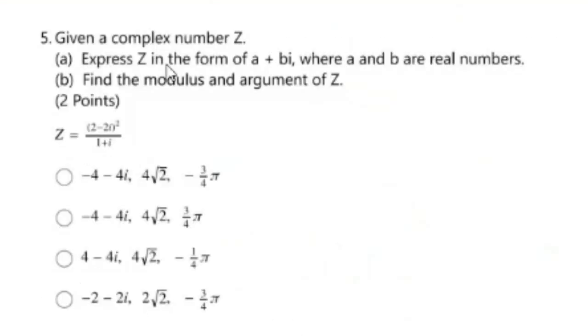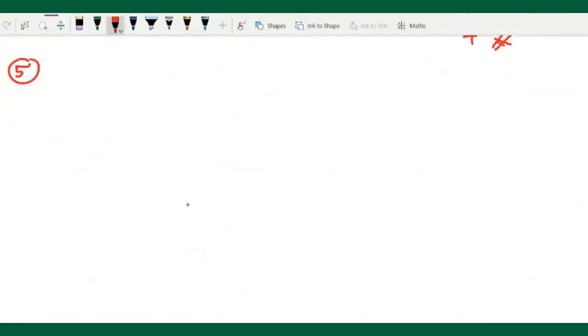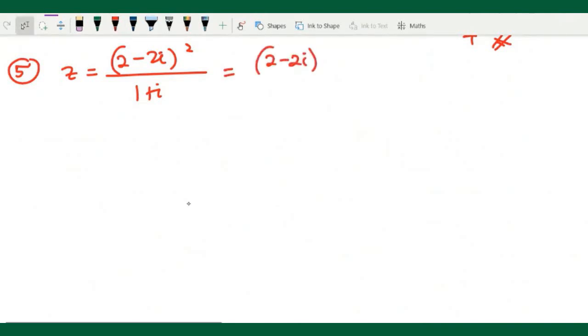Next number, expressed in the form of A plus BI, then find the modulus and the argument. Given a complex number Z equals to 2 minus 2i square over with 1 plus I. Okay, so nak express in the form of A plus BI, memang kena kembang dulu, expand dulu yang atas numerator, and then kena multiply dengan its conjugate of 1 minus I lah. Okay, so we expand dulu yang atas tu. This will be 2 minus 2i, 2 minus 2i square kan, over with 1 plus I.